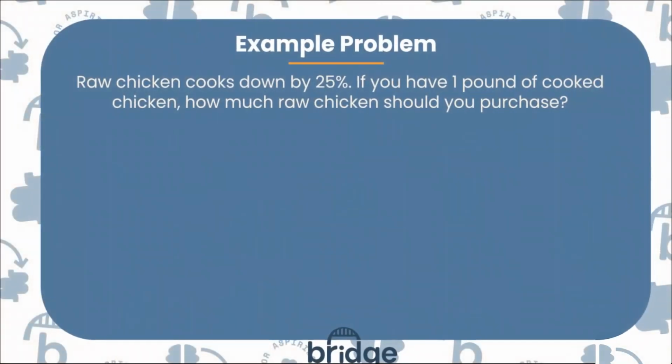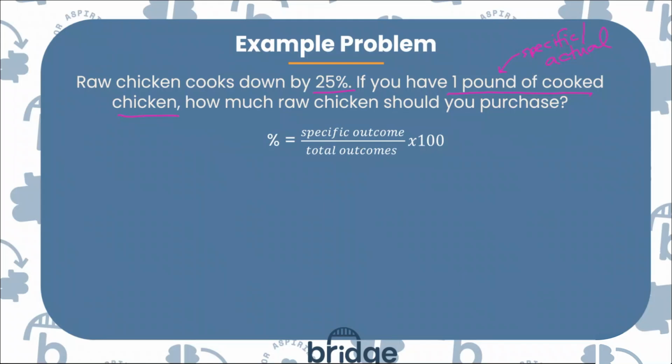This problem says raw chicken cooks down by 25%. If you have 1 pound of cooked chicken, how much raw chicken should you purchase? Well, we're given a percent here, so that's an indication that we need our percent equation. Percent is equal to our specific outcomes divided by our total outcomes times 100. So it tells us that we have 1 pound of cooked chicken. When we cooked it, it left us with 1 pound. Meaning this is our actual outcome. It's what we specifically have.